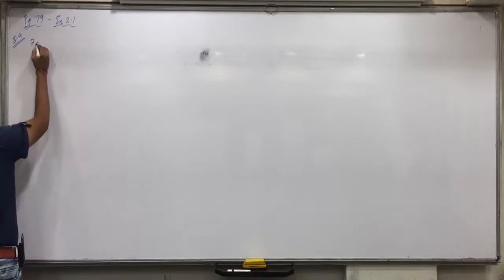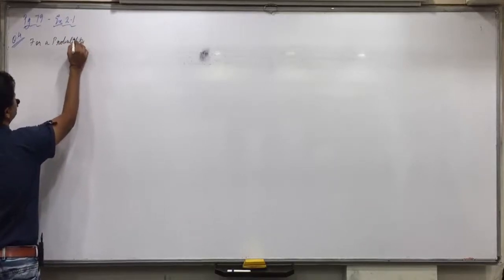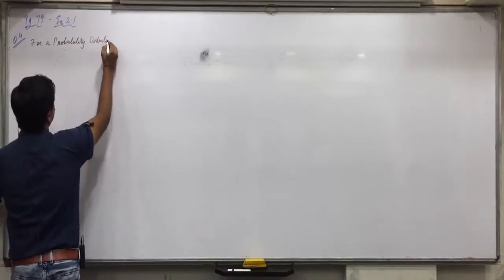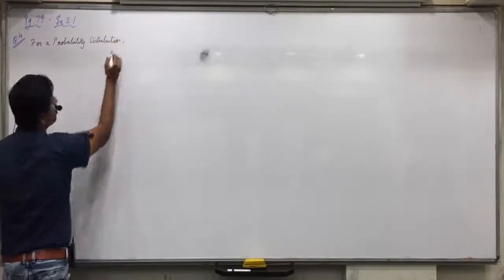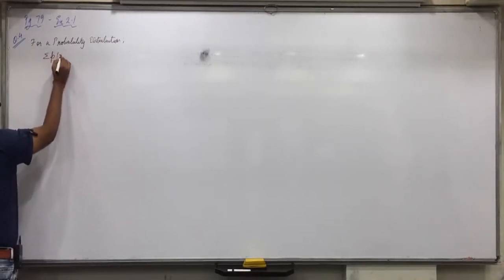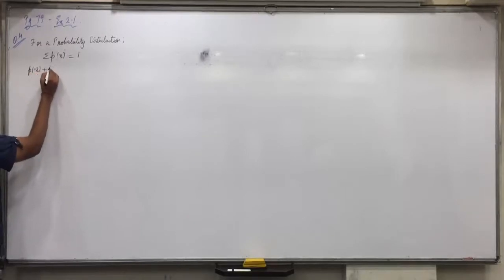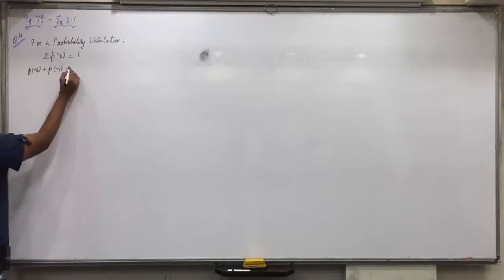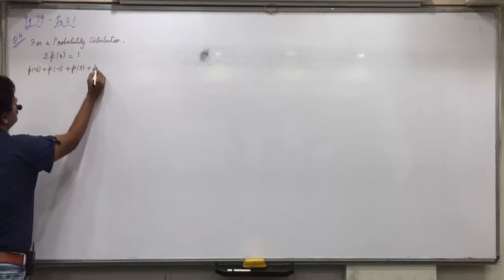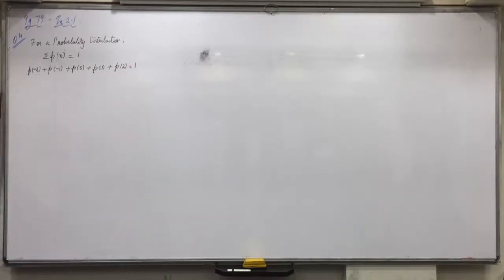Write down. For a probability distribution sigma px is equal to 1. 1 should be added. Now sigma px means p minus 2 plus p minus 1 plus P0 plus P1 plus P2 must be equal to 1. Did you understand this? Nishi, what next?